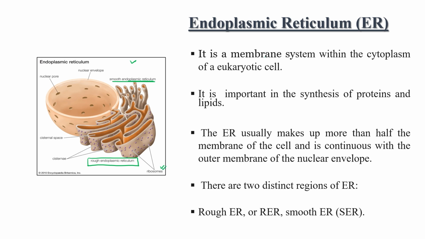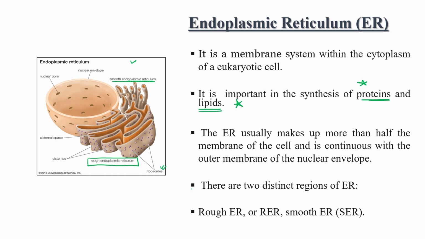Okay, it is a membranous system within the cytoplasm of eukaryotic cells. It is important in the synthesis of protein as well as lipid. This is the main function. This ER, or endoplasmic reticulum, usually makes up more than half of the membrane of the cell and is continuous with the outer membrane of the nuclear envelope. This we have already discussed.